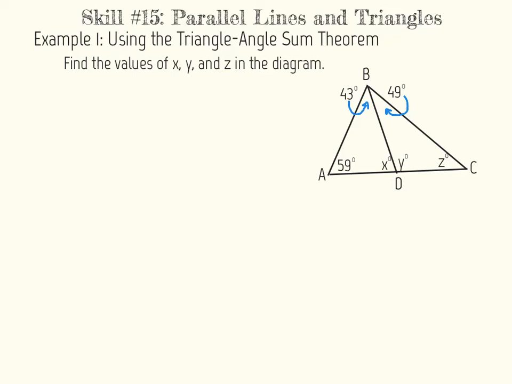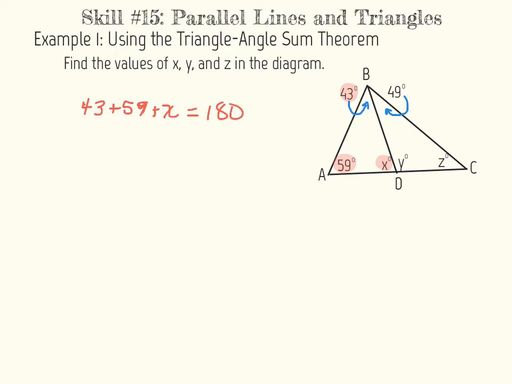So the triangle angle sum theorem tells us if we add up all of the angles in a triangle, so if we add the 59 degrees, the 43 degrees, and the x degrees, then it gives us 180 degrees. So that's where I'm going to start to find x. So that's going to be 43 plus 59 plus x equals 180 degrees.